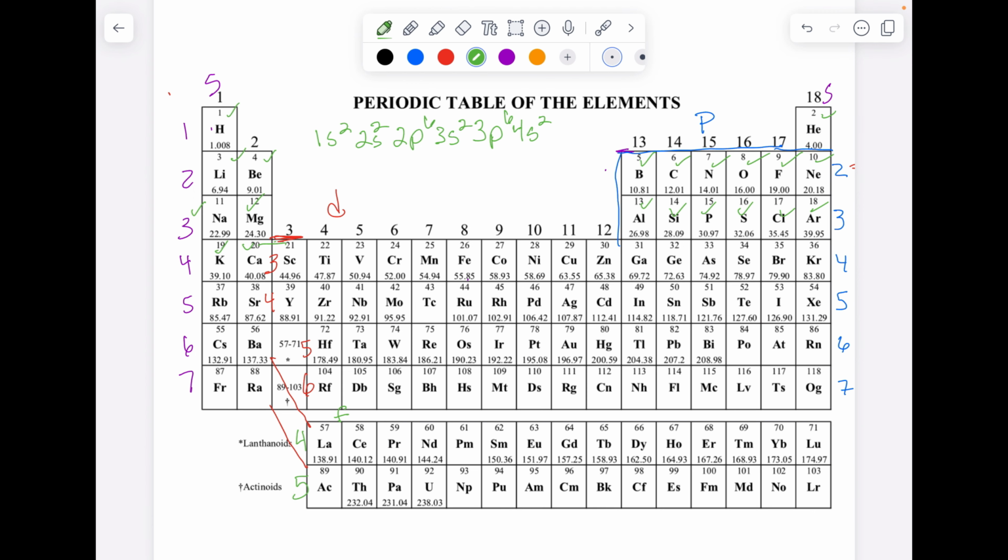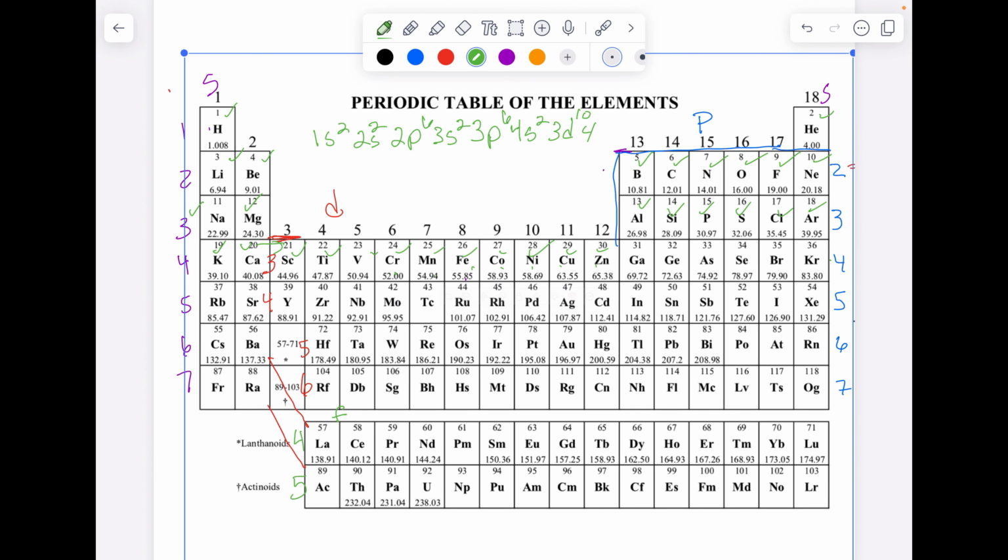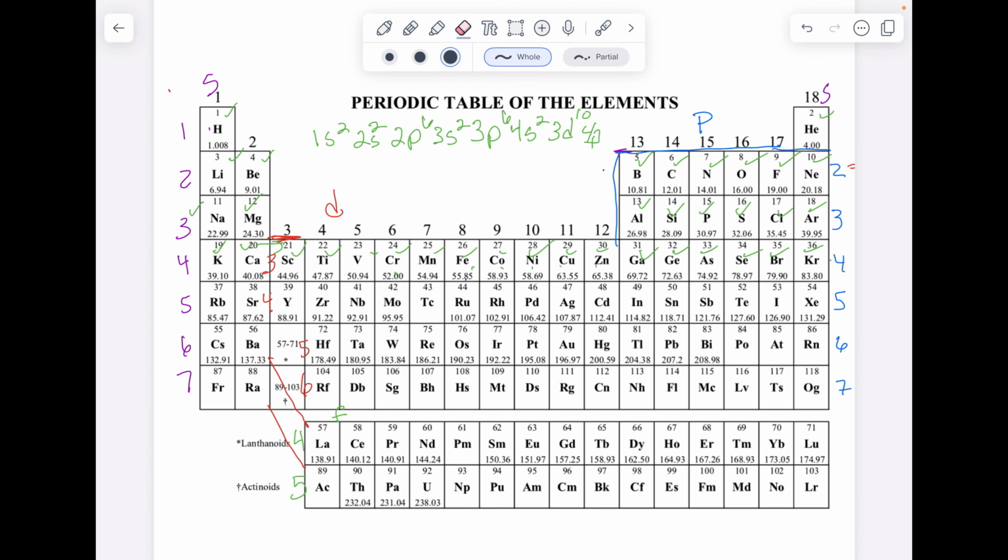Now I've hit the d block, and that starts with 3, so I have 3d, and if I use up all the d's, you'll count and you'll see that there's 10 squares or electrons, 1, 2, 3, 4, 5, 6, 7, 8, 9, 10 for the d. And then I've hit my p block again, which is 4p, and I have 1, 2, 3, 4, 5, 6, 4p6. And that's how you write the electron configuration.